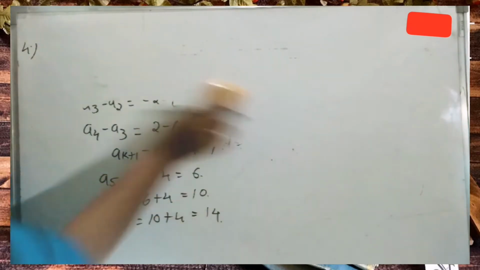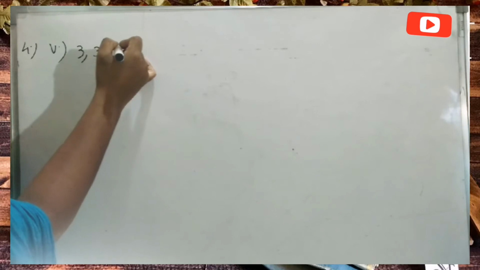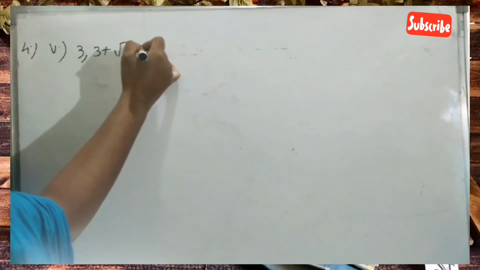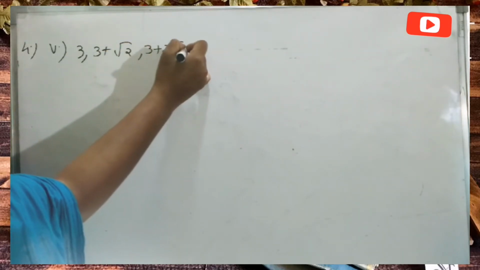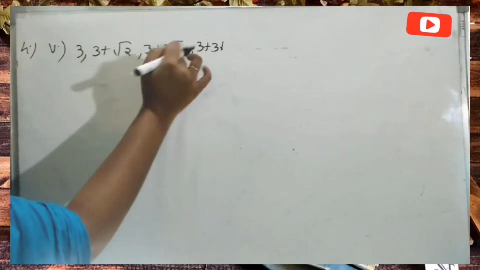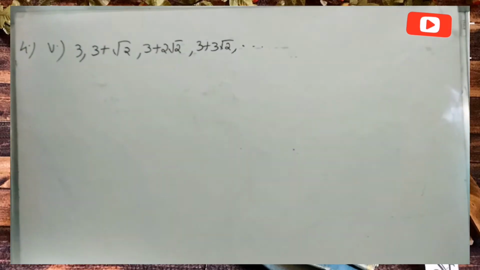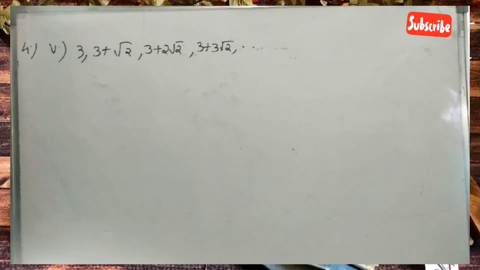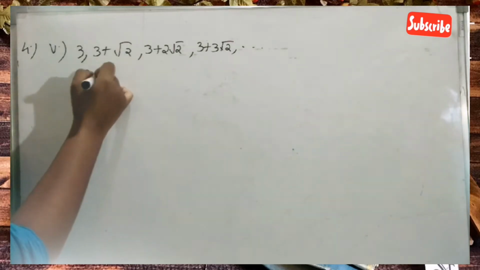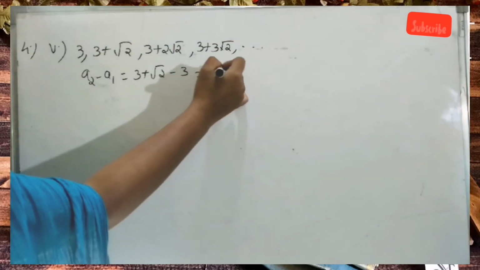Next one. Fourth one. 3 comma 3 plus root 2 comma 3 plus 2 root 2 comma 3 plus 3 root 2 comma etc. So a2 minus a1 that is equal to 3 plus root 2 minus 3, it is equal to root 2.